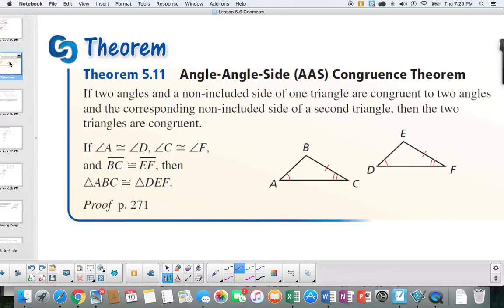The next method is called the angle, angle, side congruence theorem. The side is at the end, notice, and that's because it's a non-included side.